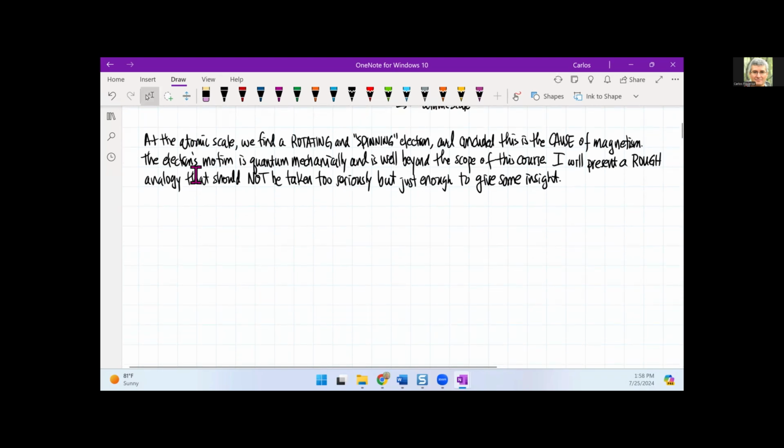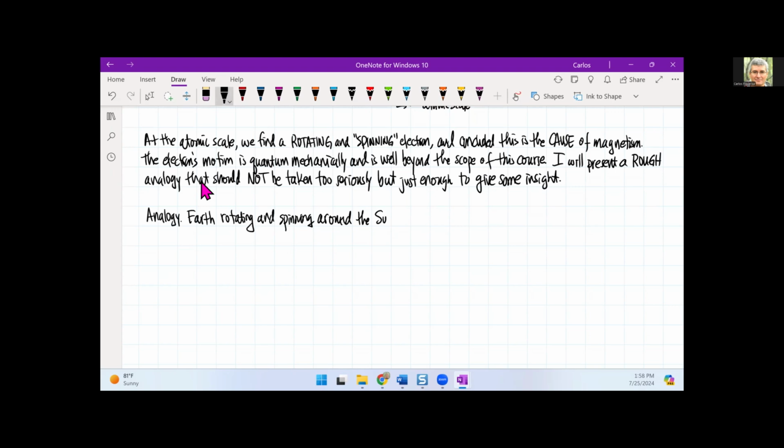So I'm going to start with the analogy that many people give. We want to look at what the motion of the electron is. The analogy I'm going to give is the Earth rotating and spinning around the sun. And what we find here is that there are two separate motions.